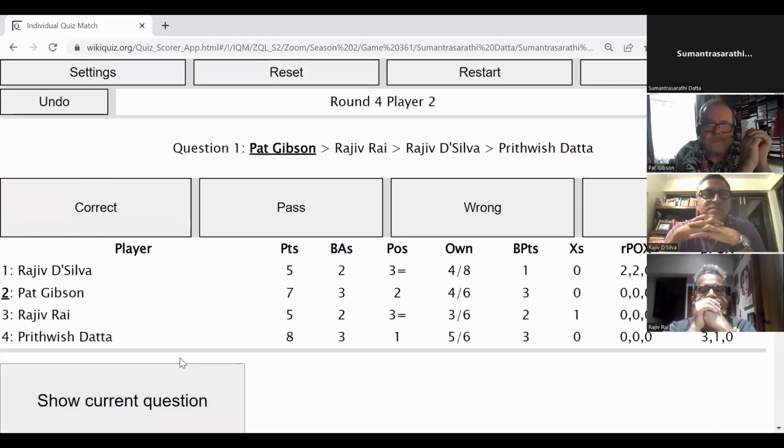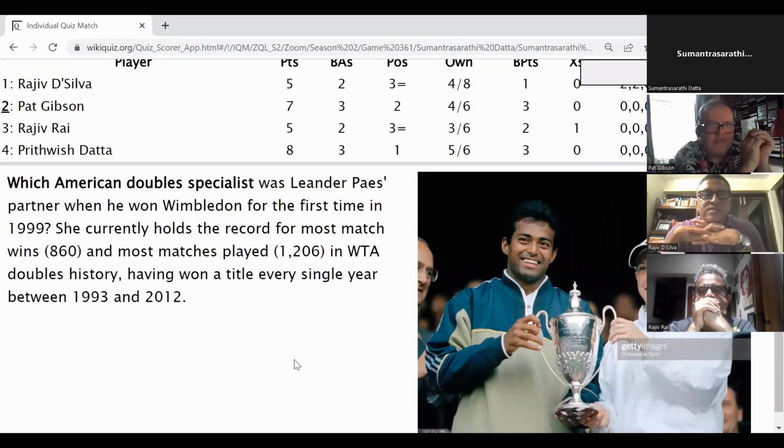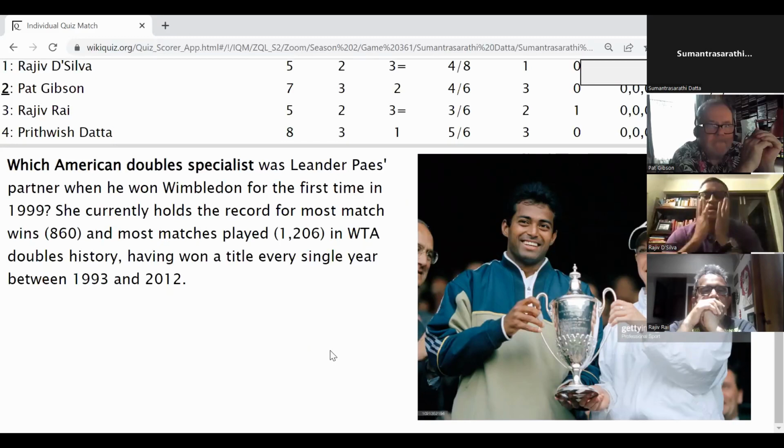Sorry for everyone, and Pat, your direct is now. Which American doubles specialist was Leander Paes's partner when he won Wimbledon for the first time in 1999? She currently holds the record for most match wins and most matches played in WTA doubles history, having won the title every single year between 1993 and 2012.